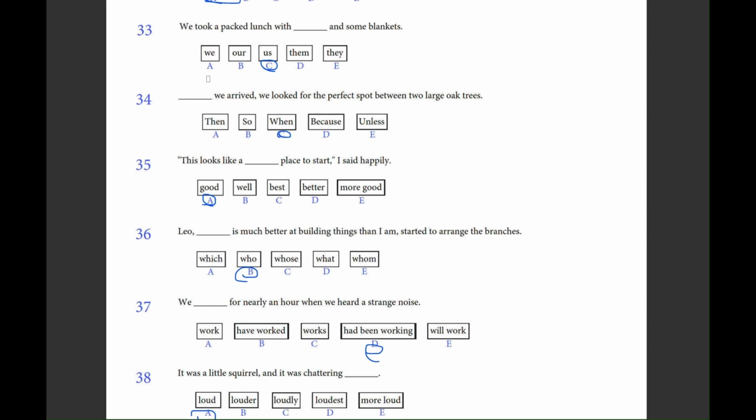Question 33. Best word. Our sentence is, "We took a packed lunch with blank and some blankets." The choices are A, we; B, our; C, us; D, them; E, they.